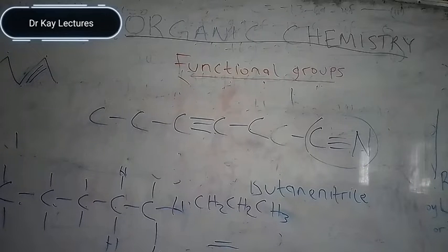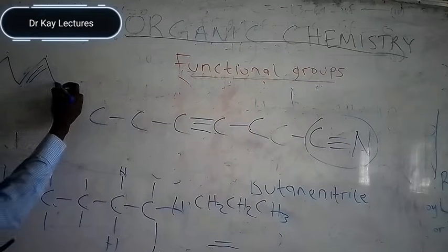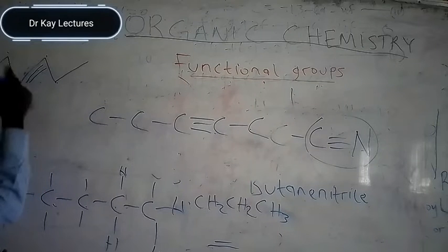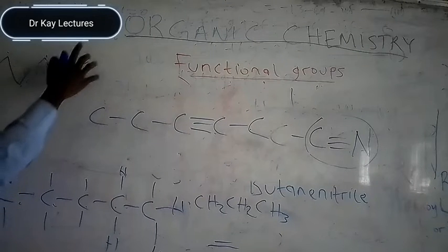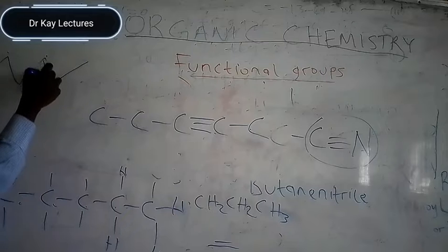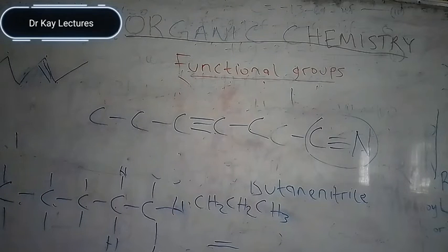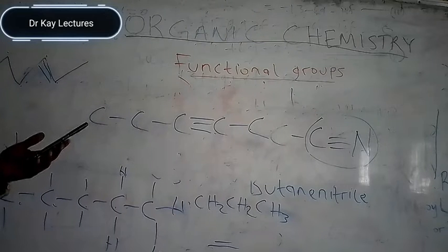The same way for 2-hexyne. Yes, for 2-hexyne we just extend this a bit. That's 1, 2, 3, 4, 5, 6. So 2-hexyne will just be 1, 2. Are you getting it? You just put your triple bond here. So that's the chemical structure of it. Are you getting what I'm saying?